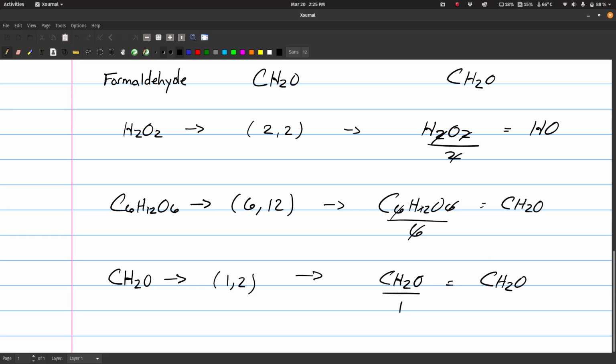Alright, so that's the easy way of solving for the empirical formula if you're looking at a compound. But in a lot of problems, you're either not going to have that, or you're going to have to determine other things first before you can solve that. And we'll talk about that later.